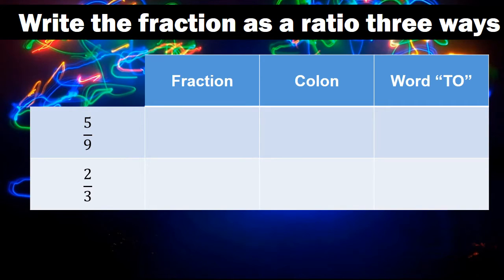Here we're going to write the fraction as a ratio three ways, just like we did in the previous slide. We'll write this as a fraction, 5/9. We can write that with a colon as 5:9. And then we can write this using the word "to": 5 to 9.